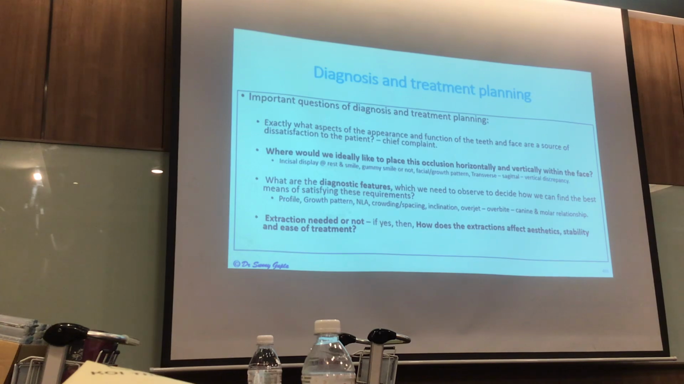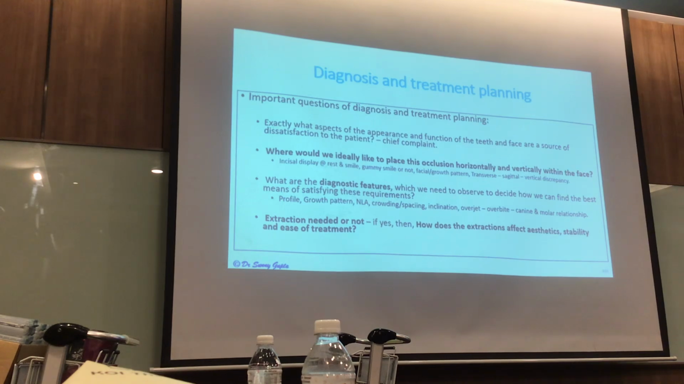Then we want to know whether this patient is a good candidate for extraction or a good candidate for non-extraction. So you will analyze the amount of space, what the profile is, what the nasolabial angle is, the spacing, the amount of crowding, whether the teeth are proclined or not. And based on all these things, you will decide whether you require extraction.